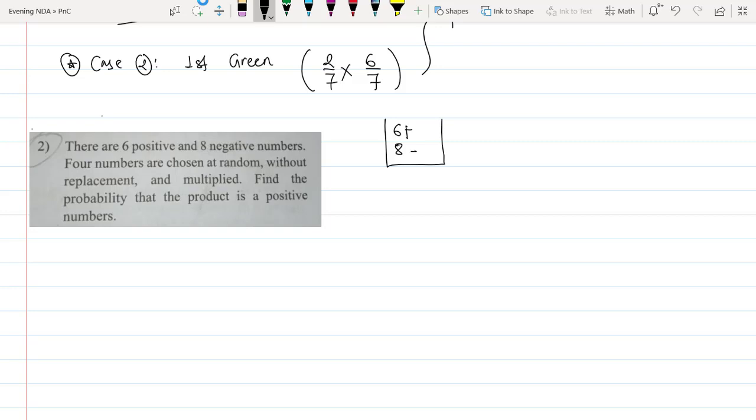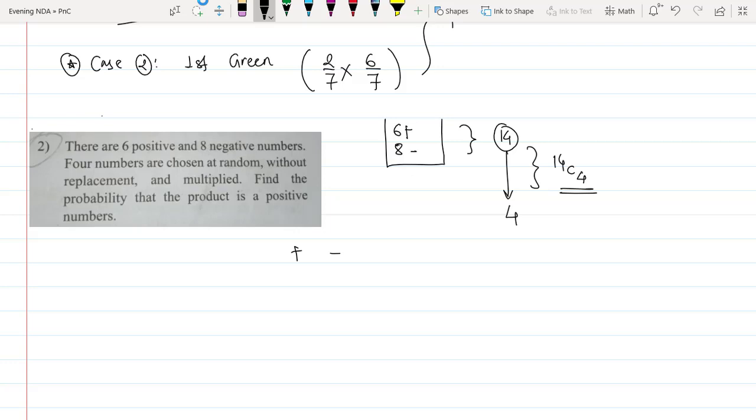So now you are taking 4 numbers out of this. How many total numbers do we have? 14 numbers. So out of 14 you have to take any 4 numbers. So what is the sample space? Out of 14 you want to select any 4. So this will be 14C4, which is my sample space.